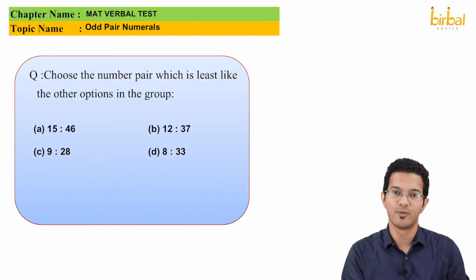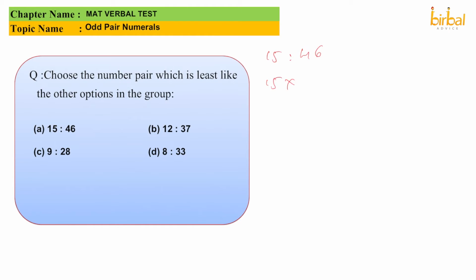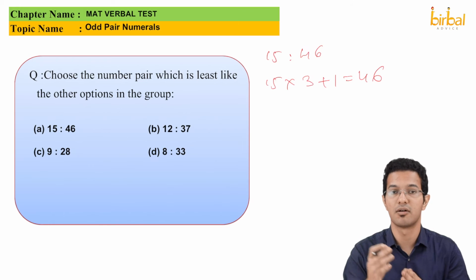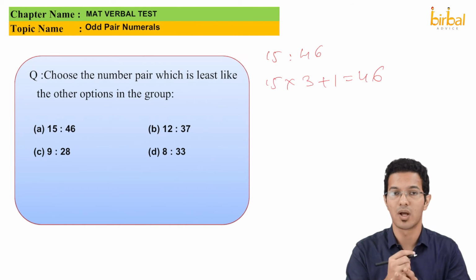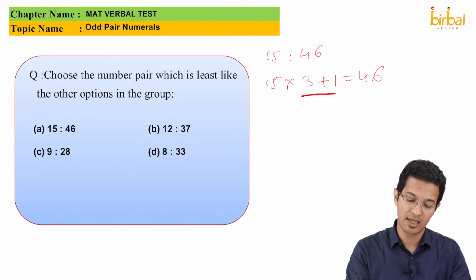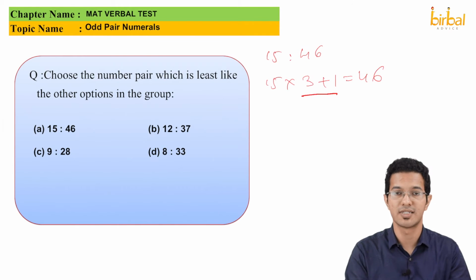Let us look at the next MCQ, which is 15 is to 46. So if you had seen the previous slide, we had seen that we had a specific pattern, which was first number multiplied by 2 plus 1, which is giving you the second number. In this question, again, we are following the similar pattern, which is first number multiplied by 3 plus 1. So if you see the first option, we get 15 multiplied by 3 plus 1, which is giving you 46.